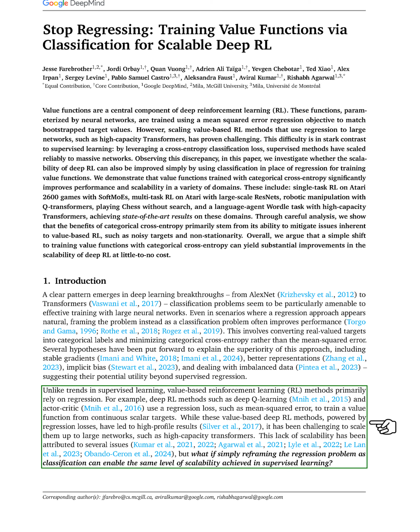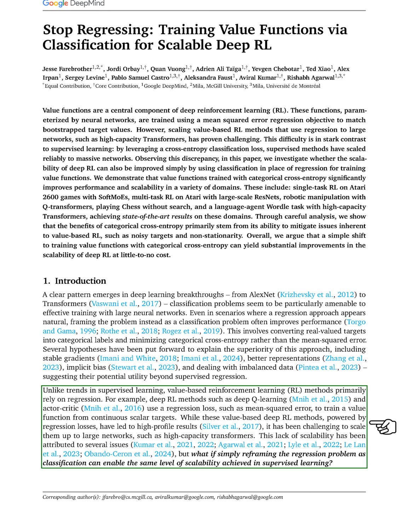Contrary to the trend in supervised learning, value-based reinforcement learning (RL) methods have predominantly relied on regression. For instance, deep RL techniques like deep Q learning and actor-critic models use a regression loss, specifically mean-squared error, to train a value function based on continuous scalar targets. Despite the success of these methods, scaling them up to larger networks, such as high-capacity transformers, has been challenging. This difficulty in scaling has been attributed to various factors, but we propose a question.